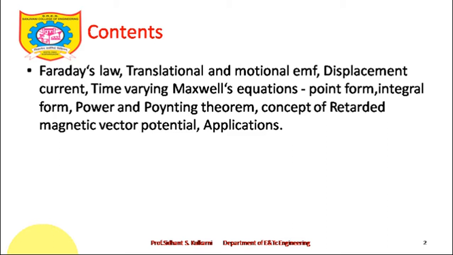Tan delta is equal to sigma upon omega epsilon. If sigma upon omega epsilon is very much greater than 1, we say that it's a conductor. If it is very much less than 1, we say that it is an insulator, or a dielectric medium. So we completed that also.